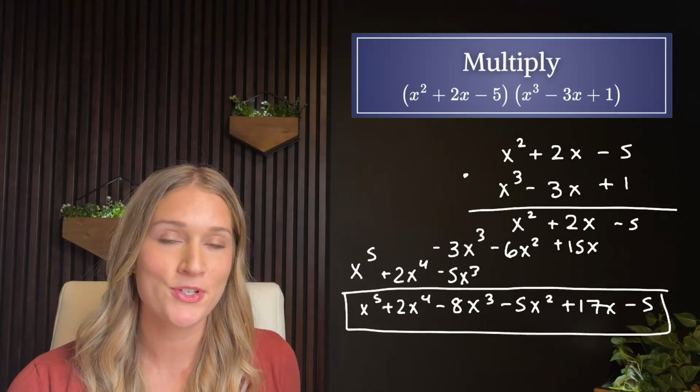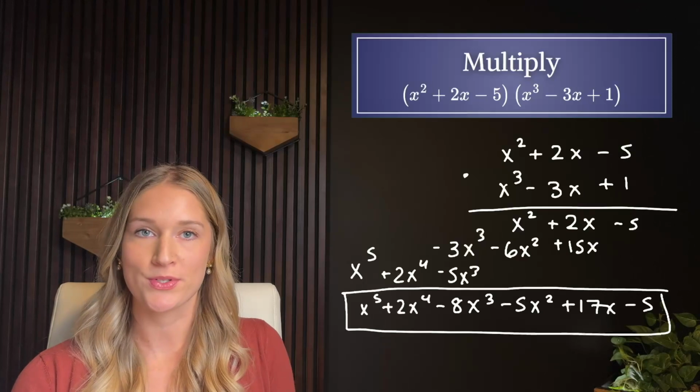So that's a couple examples of multiplying polynomials both horizontally and vertically.